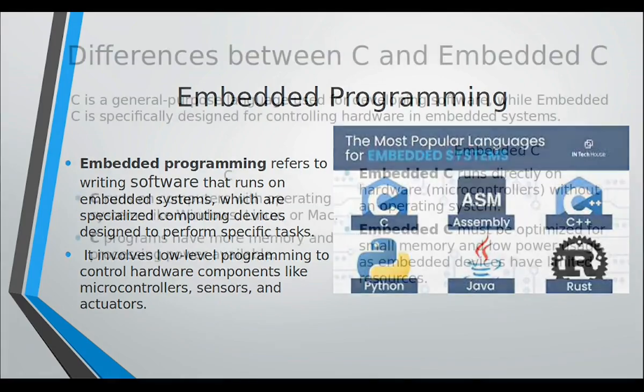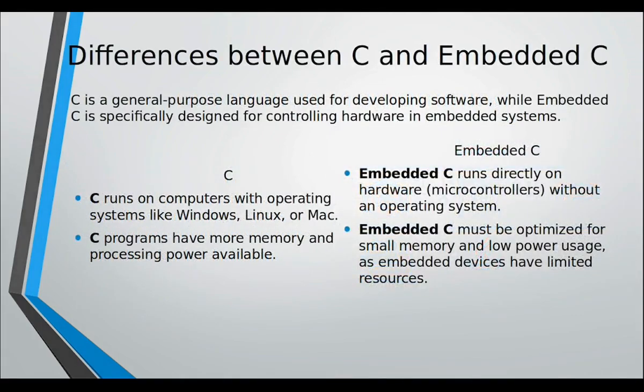Next, coming to differences between normal C programming language and embedded C. C is a general purpose language used for developing software, mainly operating system that we know. OS are developed using the C programming language, while embedded C is specifically designed for controlling hardware in embedded systems. Using the embedded C, we can control the hardware components of an embedded system. Coming to C, C runs on computer with operating system like Windows, Linux or Mac, etc. C programs have more memory and processing power available.